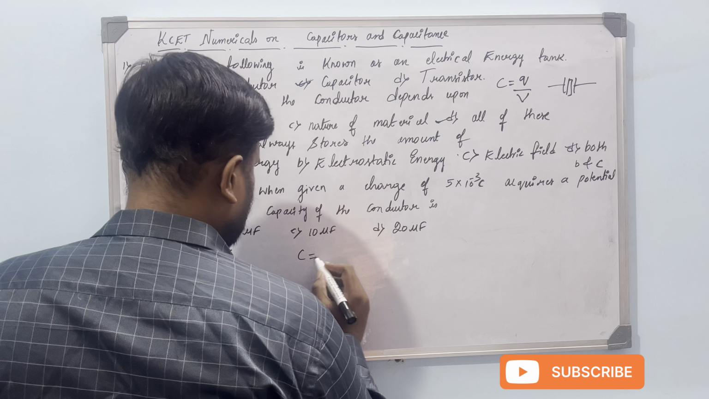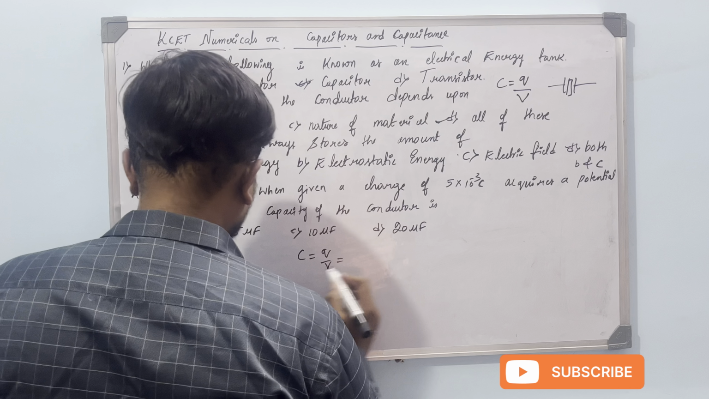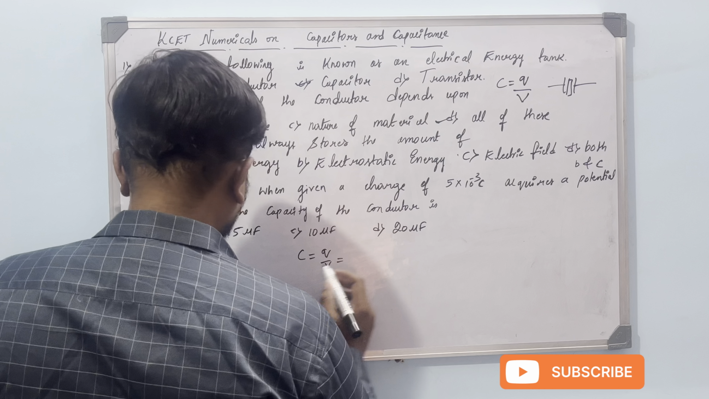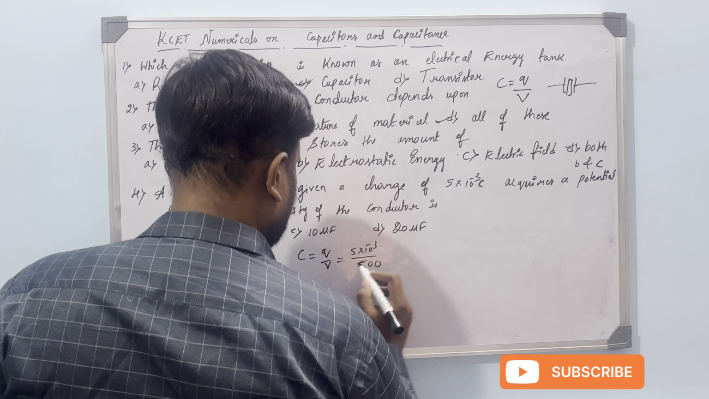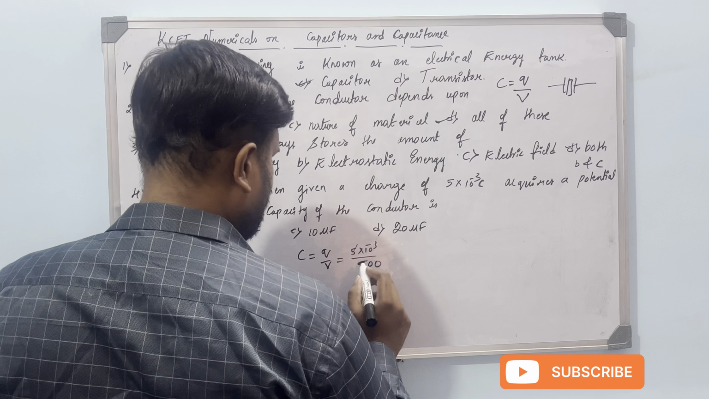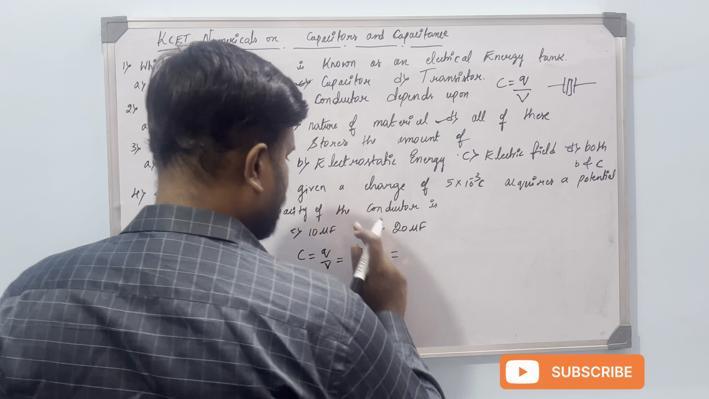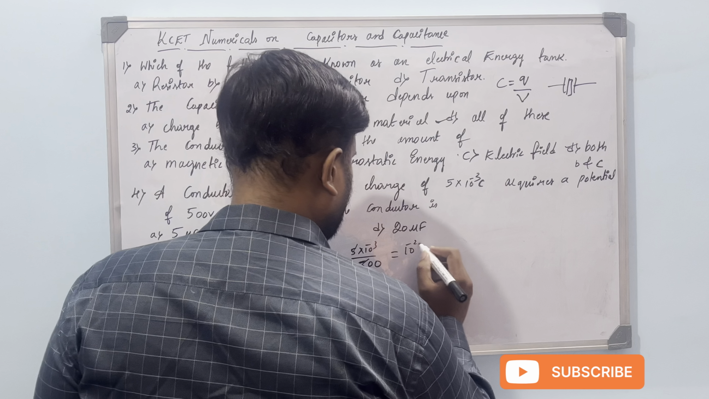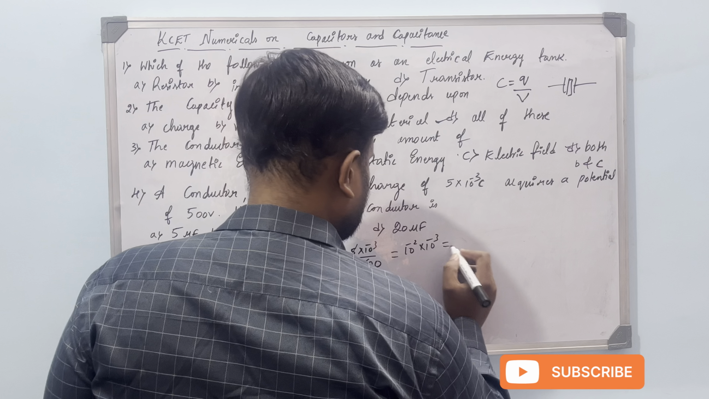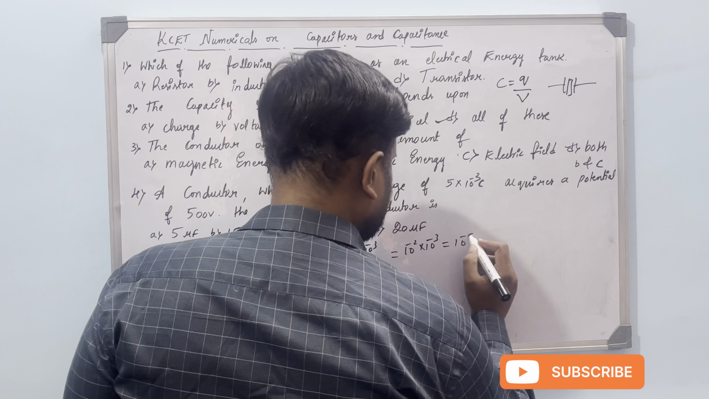The capacity of the conductor is given by C is equal to Q by V. Q is 5 into 10 power minus 3, divided by V, which is 500. Simplify this: 5 ones are 5, so it becomes 100, which is 10 power 2. If it goes to the numerator, it becomes 10 power minus 2 into 10 power minus 3, so that is equal to 10 power minus 5 farad.